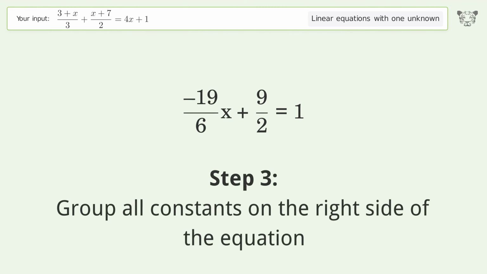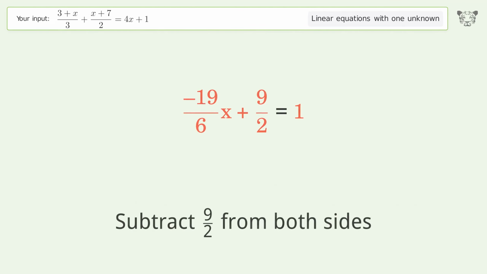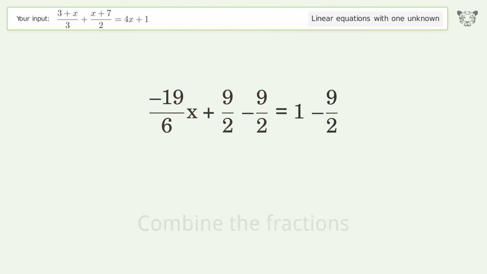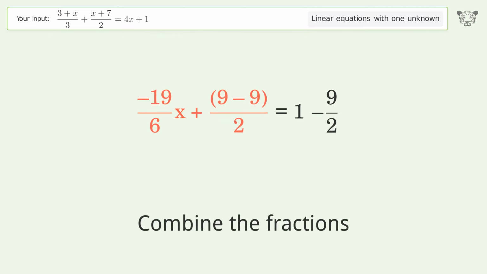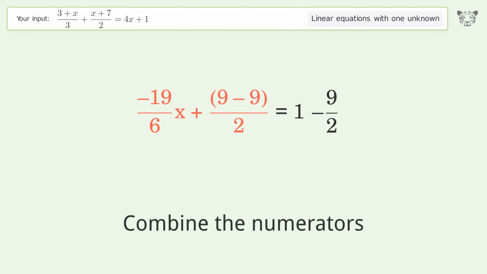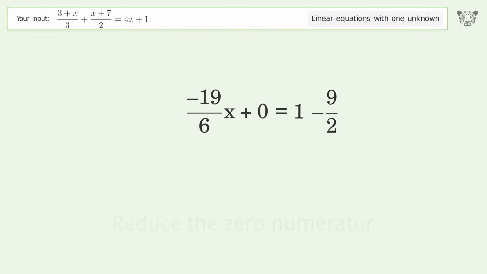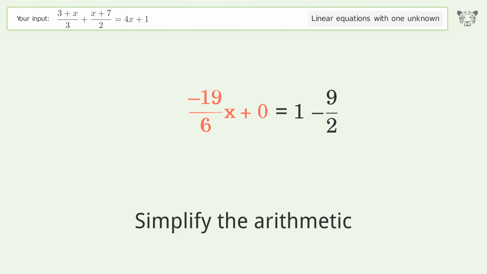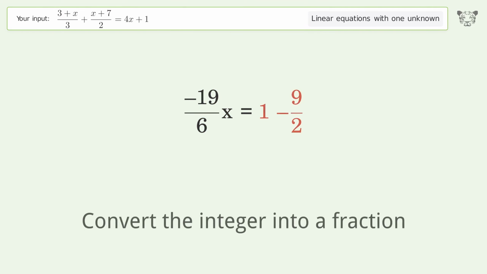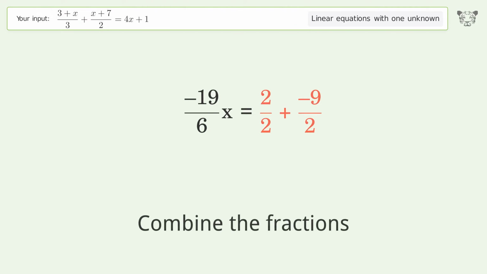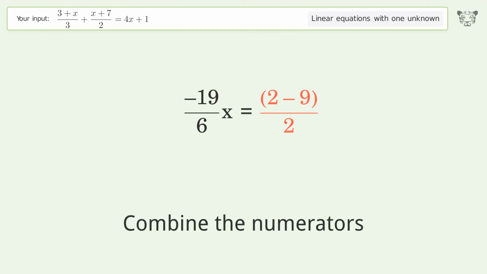Group all constants on the right side of the equation. Subtract 9/2 from both sides. Combine the fractions. Combine the numerators. Reduce the zero numerator. Simplify the arithmetic. Convert the integer into a fraction. Combine the fractions. Combine the numerators.